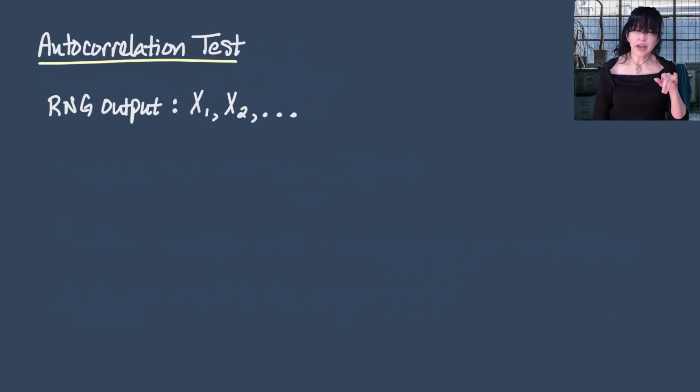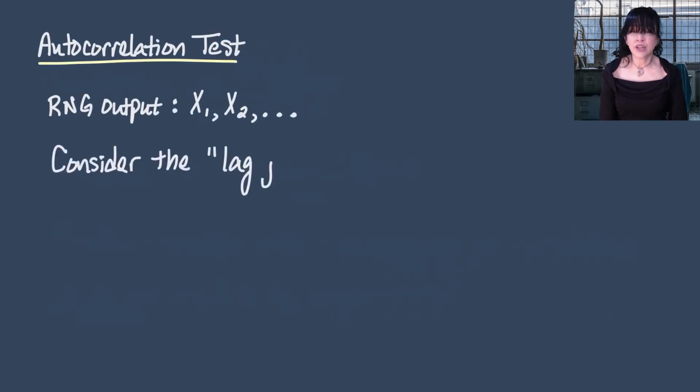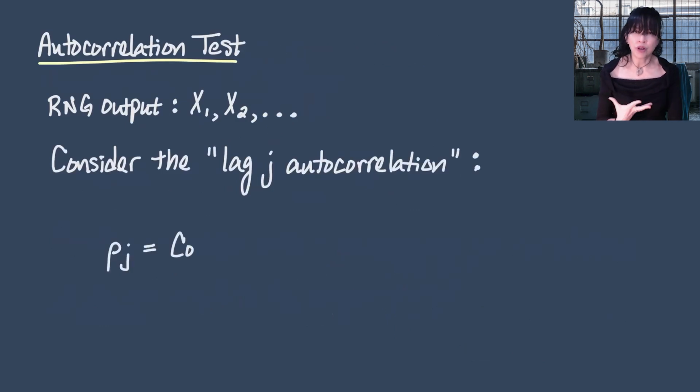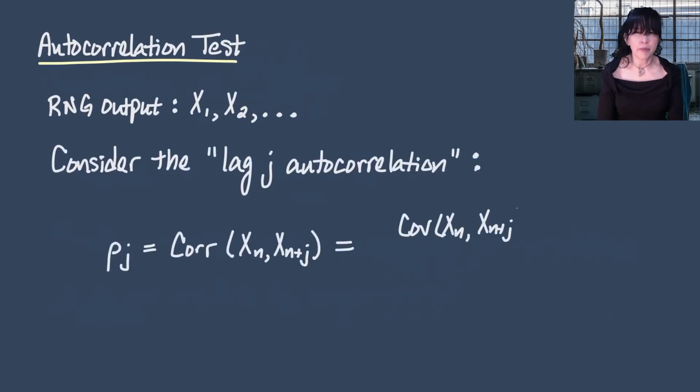And we can look at values that are next to each other and how correlated they are. So values that are adjacent, we would call that a lag 1 autocorrelation. And if values are 2 apart, we could talk about a lag 2 autocorrelation. In general, we're going to talk about a lag J autocorrelation. I'm going to call this rho. This is a rho, not a P. It might be hard to tell in my handwriting.